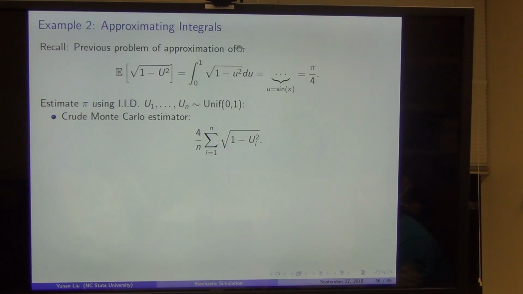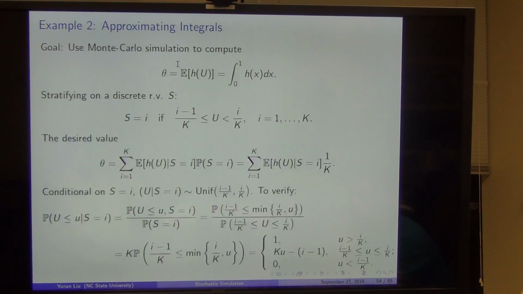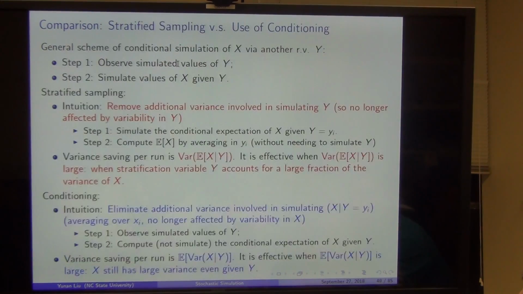Recall that previous problem approximating pi, right? We have this function h of u in the form of its square root 1 minus u squared. Remember this? This is an exercise in method 3. The expectation of some h function 1 minus u. So this goes back to conditional expectation.